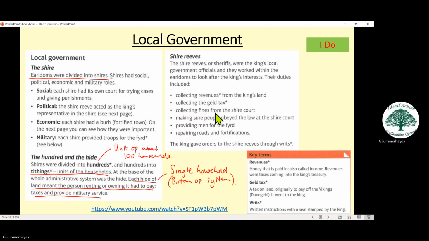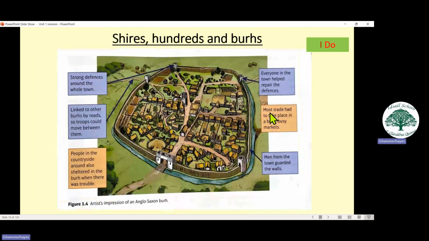And looking over all of those is the shire reeves, which became known as sheriffs because it's a contraction of those words. They collected tax and revenues, fines, and made sure people obeyed the law in the courts. They sorted out the third, and they were responsible for roads and fortifications. And the king sent out orders to these, written down instructions called writs, which were sealed in wax and stamped by the king's ring.